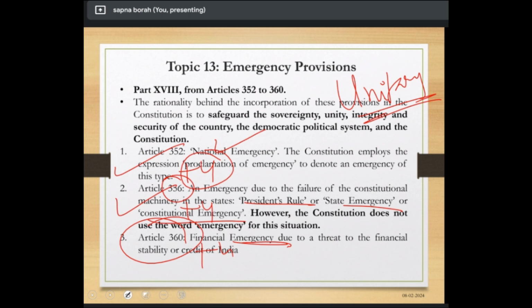So you will get these three articles, which are related to emergency. But remember that the other articles are also related to emergency, but the three types of emergency are given by these three articles only: 352, 356 and 360.